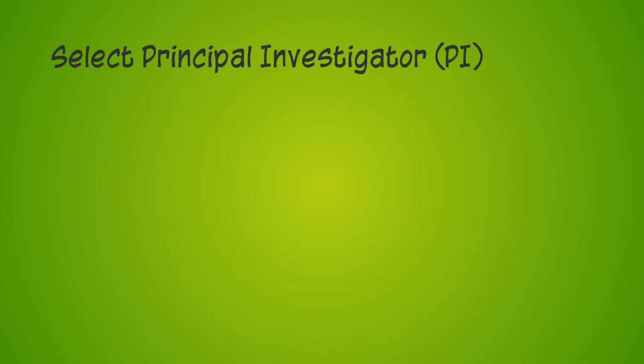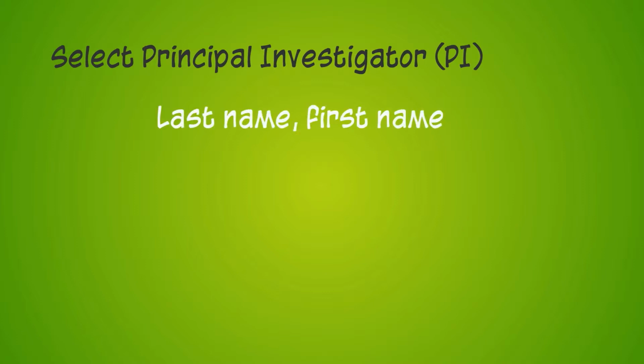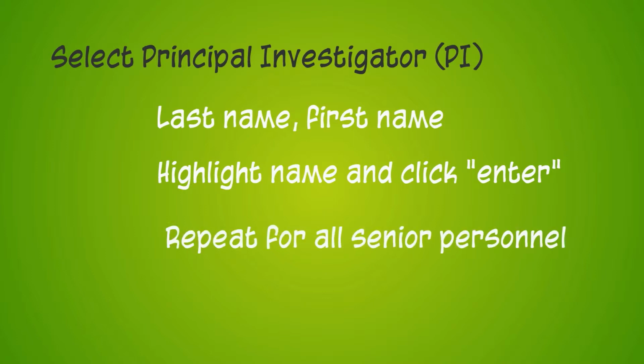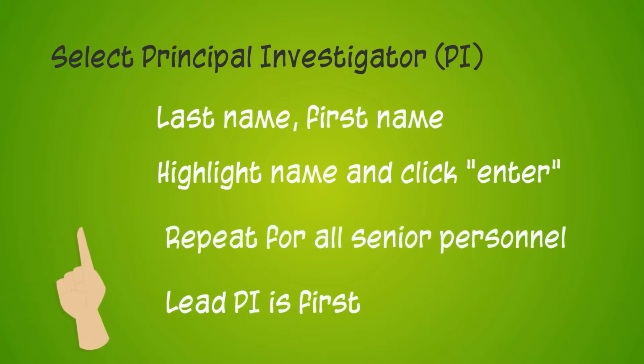On the new Etransmittal form, first select the PI. Click on Choose a PI, and this will bring up the person picker. In the name field, enter the last name, then the first name of the lead PI on the grant. Highlight the person's name and click Enter. Repeat this step for all co-PIs on the grant. Be sure to list the lead PI first if there are multiple PIs on the grant.